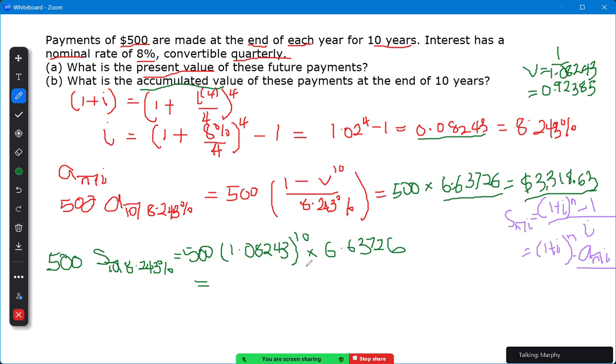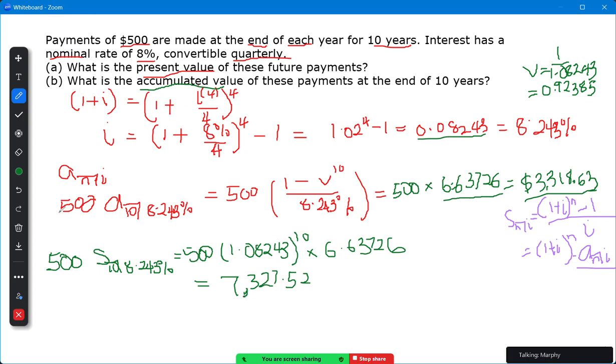This times this actually gives you this value. So I'm just going to multiply what I have here. Let's see. 0 times 1.08243 raised to the power of 10. And when I multiply that, I'm going to have 7,327.52. Yeah, this is common. Okay, so now I have fully solved this question.